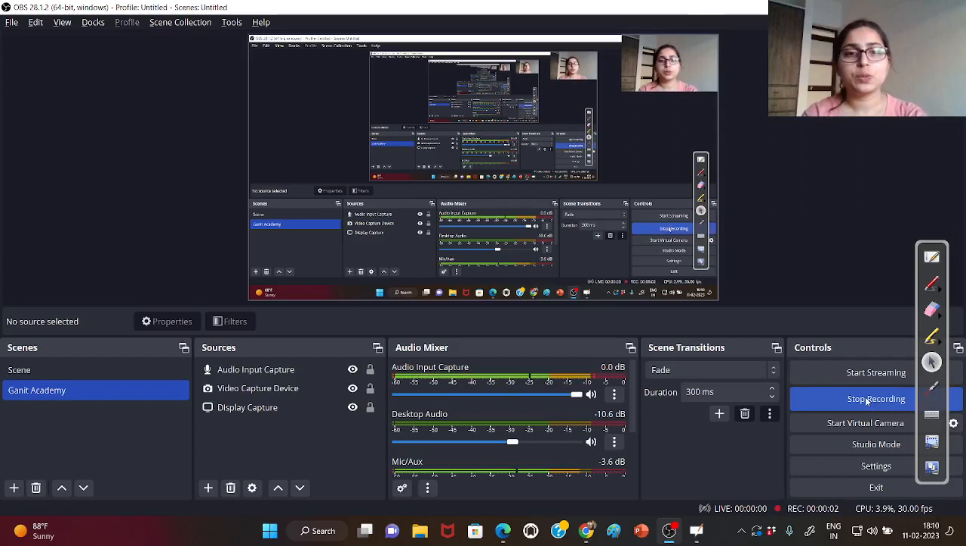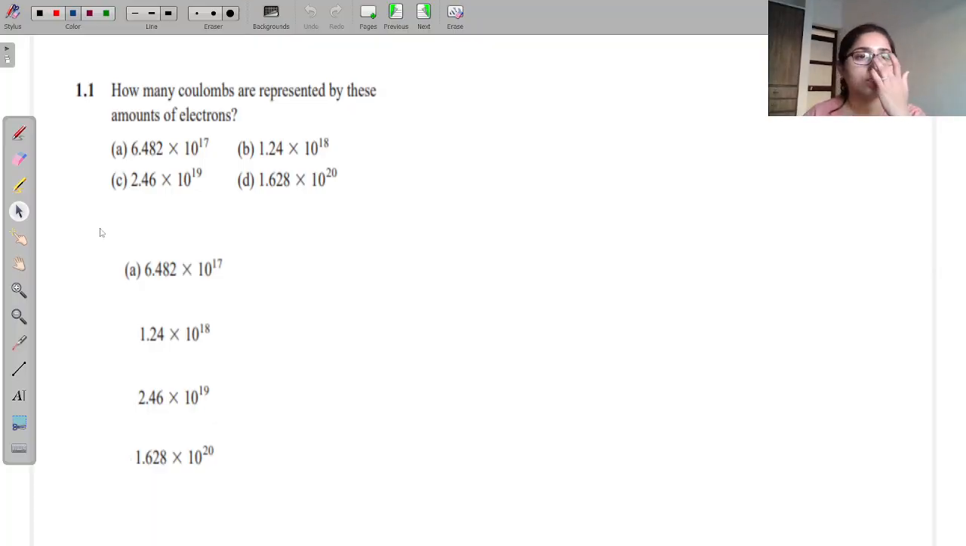Hello everyone, in this video let us solve some problems of exercise 1 from Sadiku textbook. So these are the questions here. Here they have asked to find out how many coulombs are represented by these amount of electrons. So they have given the number of electrons, you have to find the number of coulombs.